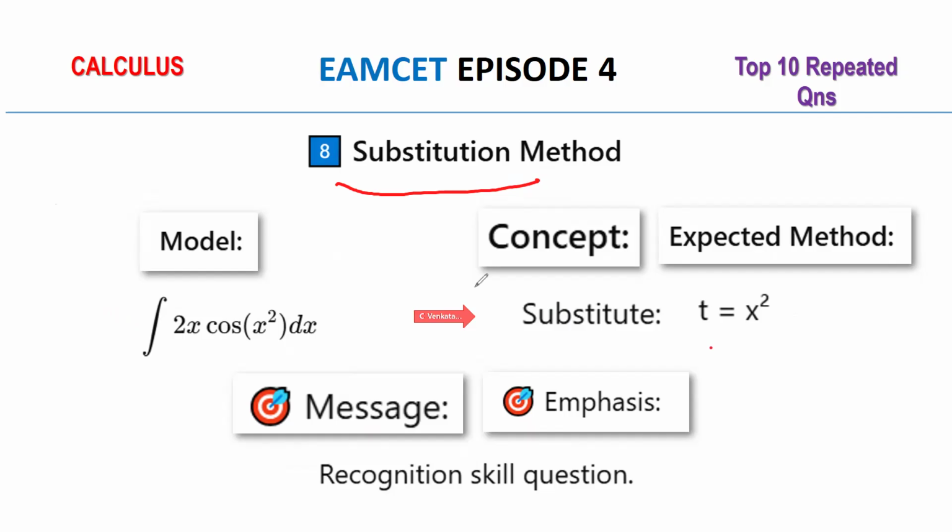So what will happen if I do this? Now I differentiate: dt is equal to 2x dx, right? So instead of 2x and dx, I write integral cos t dt. See, now it is very simple. Now the integral of cos t, I am leaving it as t because I don't want to create confusion. Again, you're writing what is the formula and all. Even I can go wrong, so I don't want to do it. But this is the substitution method. This is a recognition based question and skill based question.